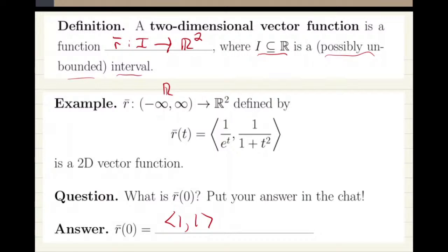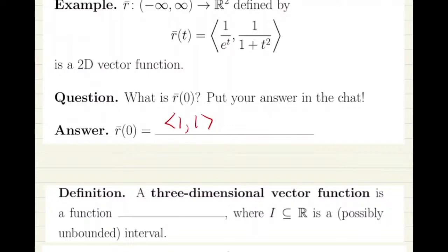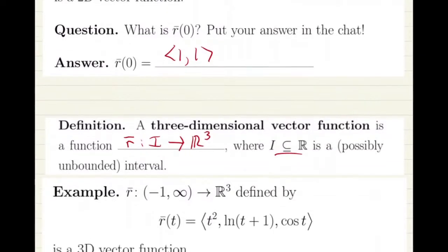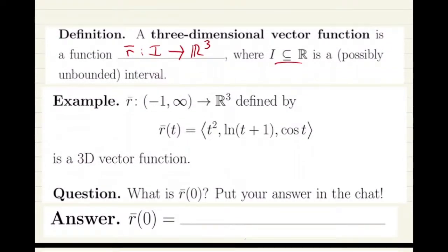Very good. But in this class, we're not just interested in 2D, we're interested in 3D as well. So let's talk about what a 3D vector function is. It's very analogous. A three-dimensional vector function is a function, we're still going to call it R bar. It's still a vector function. It's still defined on some interval, possibly unbounded interval, subset of the real numbers. But its range is a subset of R3, since it's three-dimensional. Here's an example. Again, the interval I happens to be unbounded, negative 1 to infinity. That's possible. Here is a 3D vector function. R of t has x component t squared, y component natural log of t plus 1, z component cosine of t.